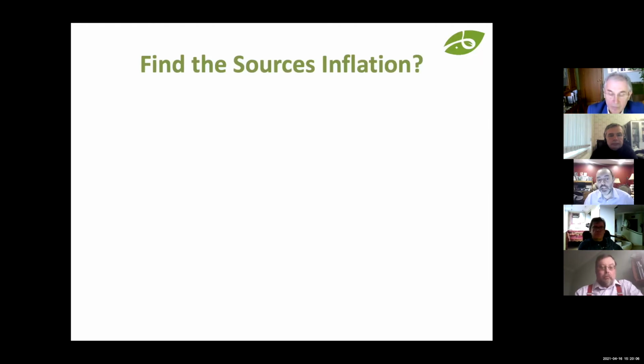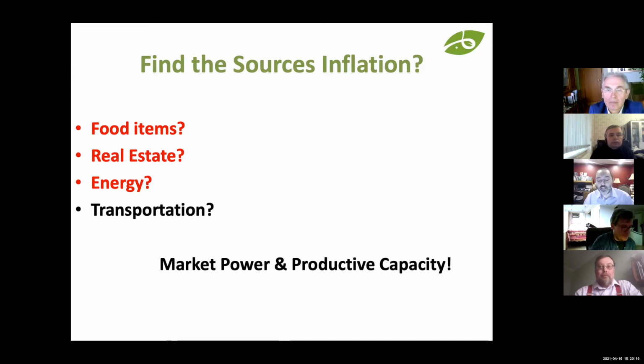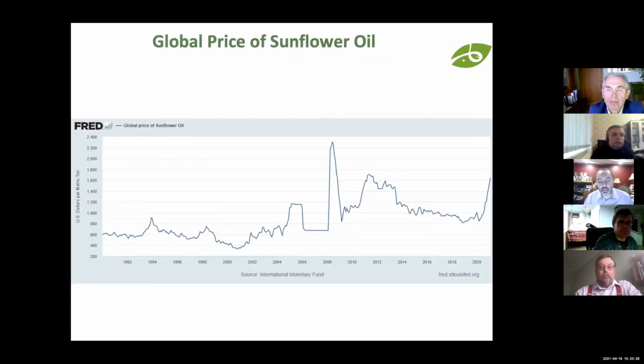So the key lesson is find the source of inflation, whether it's food items, whether it's real estate, whether it's energy, whether it's transportation. It doesn't matter. I didn't mean for these to be in different colors, by the way. So the key here is look for market power and focus on productive capacity. Wherever you have shortage of productive capacity, that's where you're going to see risks of inflation.